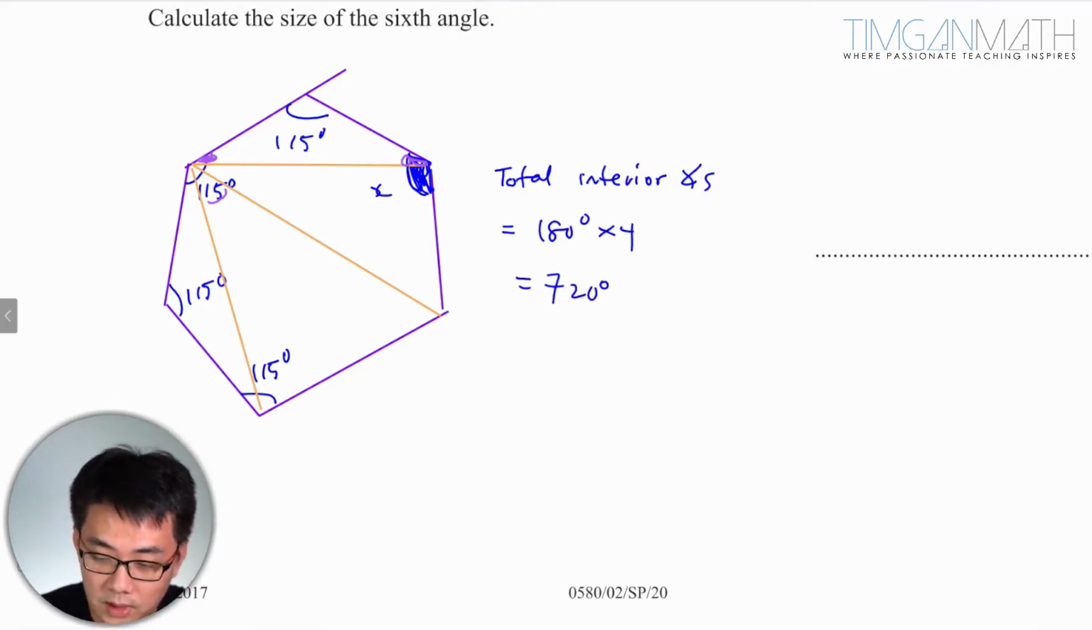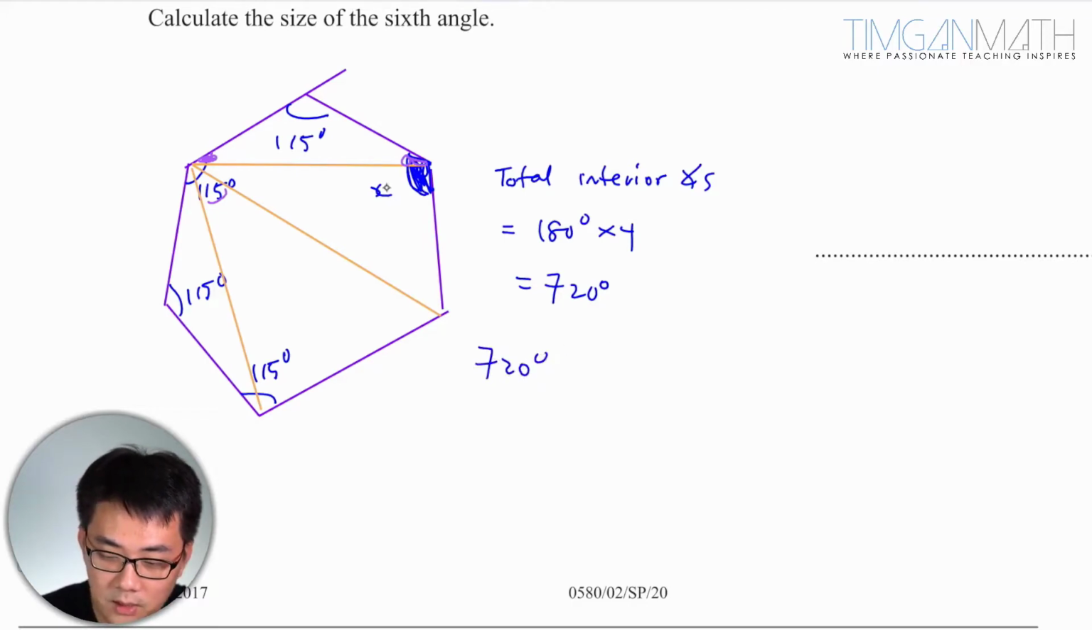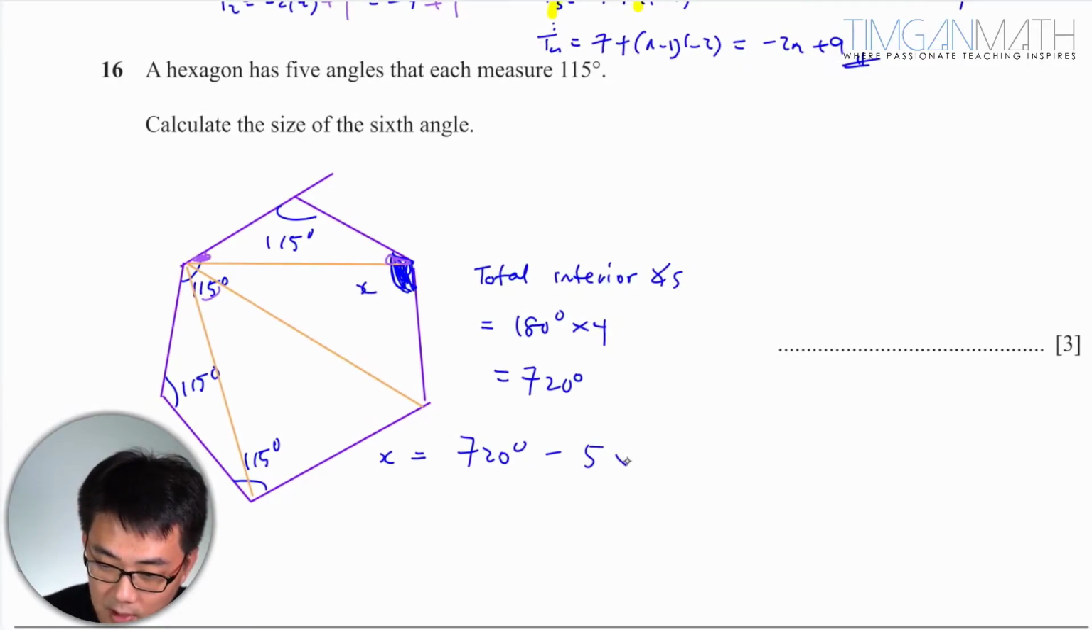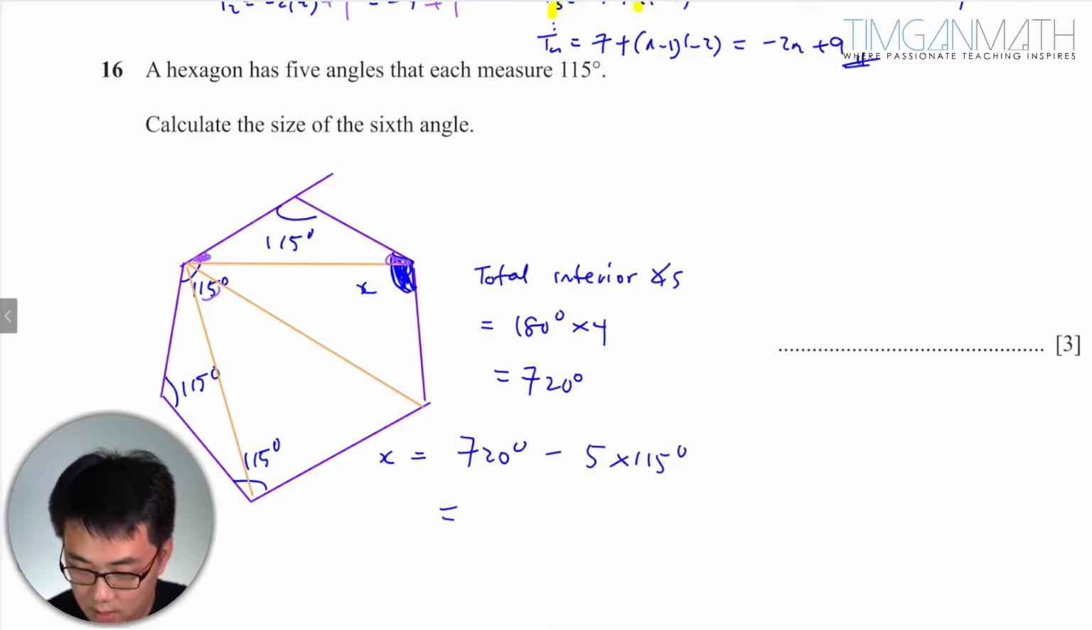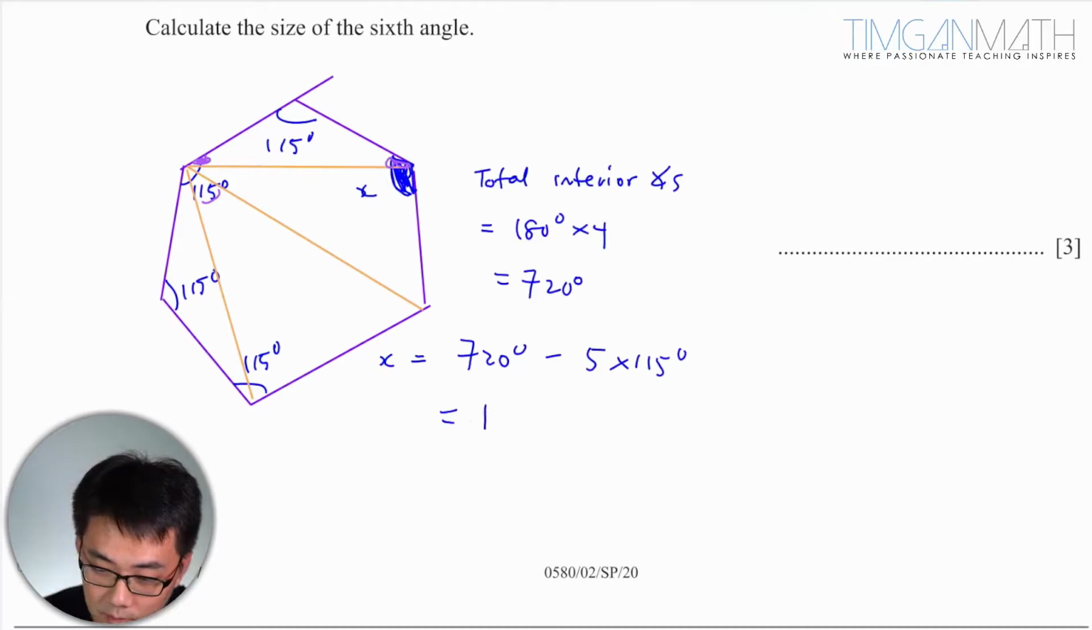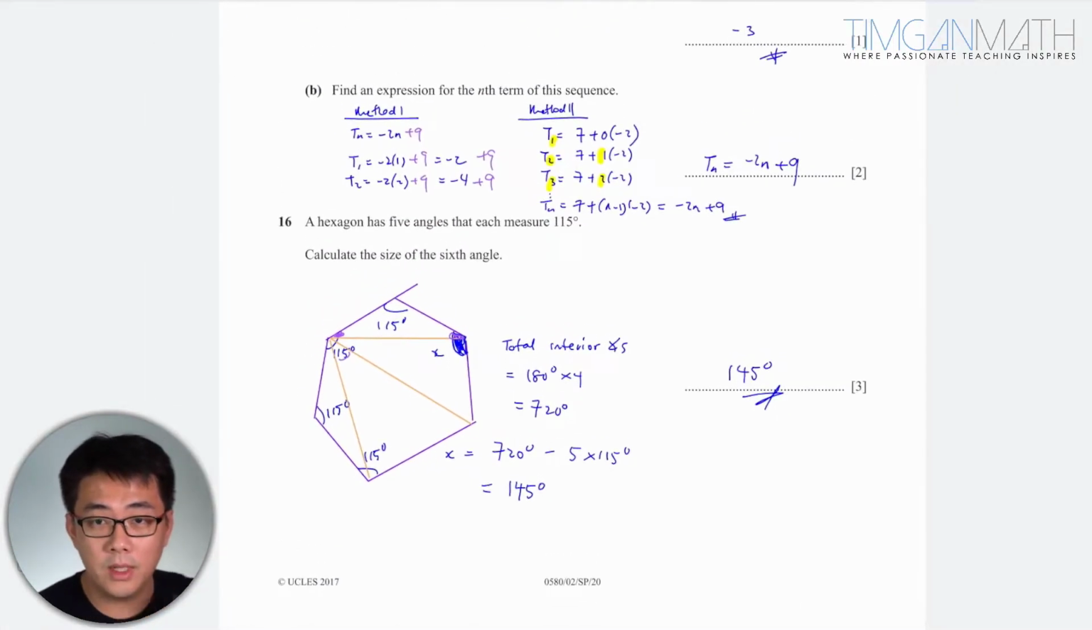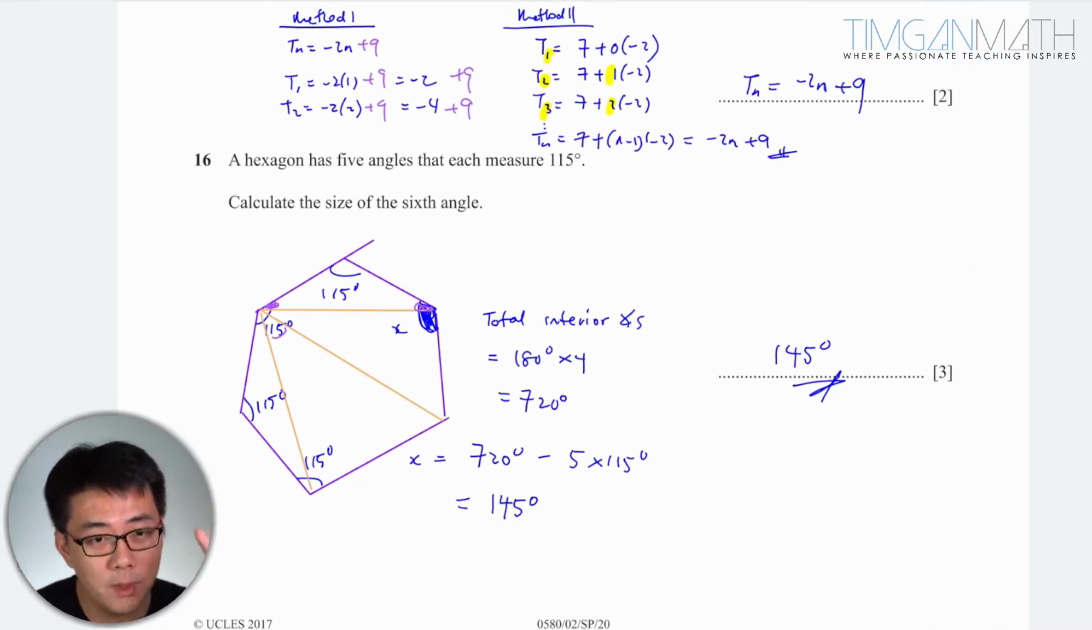Then what you need to do is take 720. So x will be 720 minus 5 times 115. That will be 145 degrees. The answer will be 145 degrees. So that's how you do this question. If you've forgotten the formula, just remember you can split the interior angles up into a few triangles and add up the interior angles there.